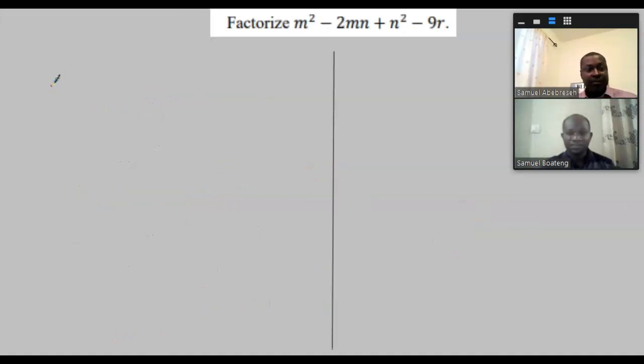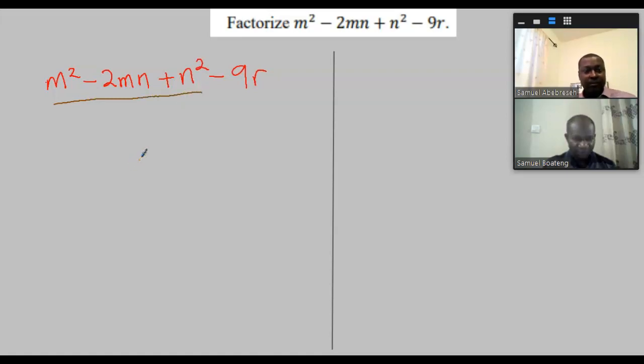Another question, and this is somehow similar to the last but one question that we saw, the previous one. The same concept. There's one part, the quadratic trinomial, then there's 9r. So let's look at the quadratic trinomial and factorize. The rule is the coefficient of the variable squared is 1. So the factors are -1, -1.